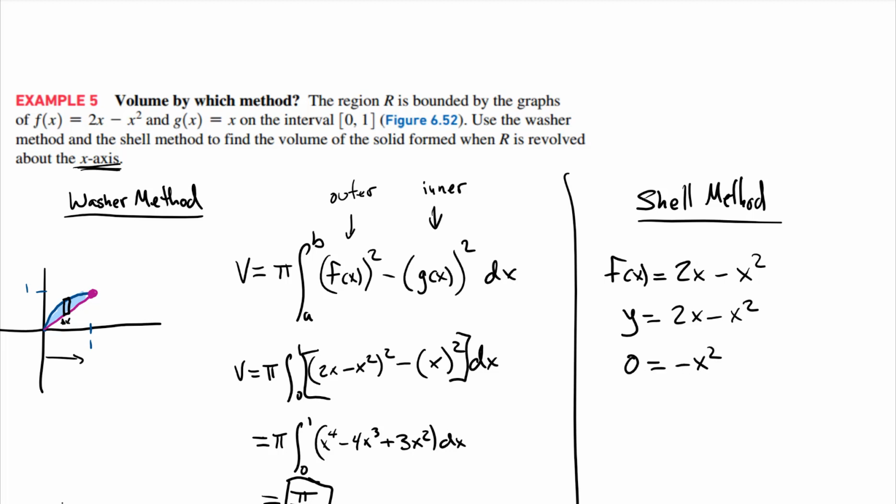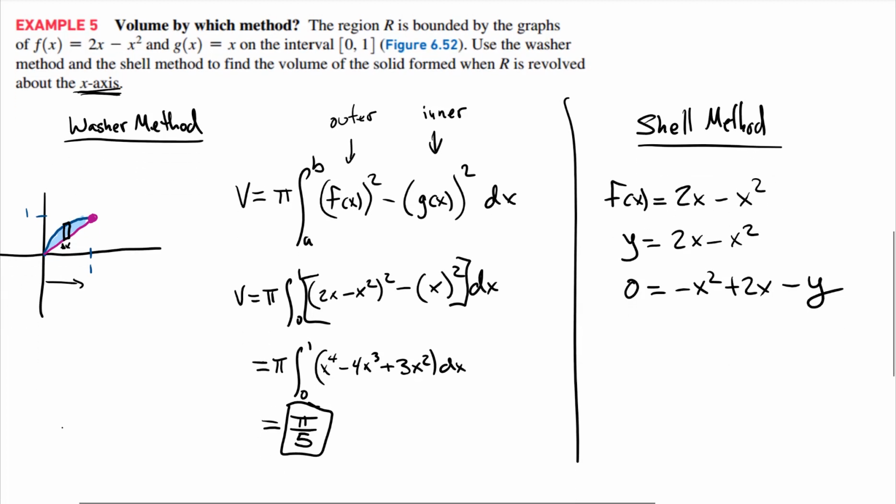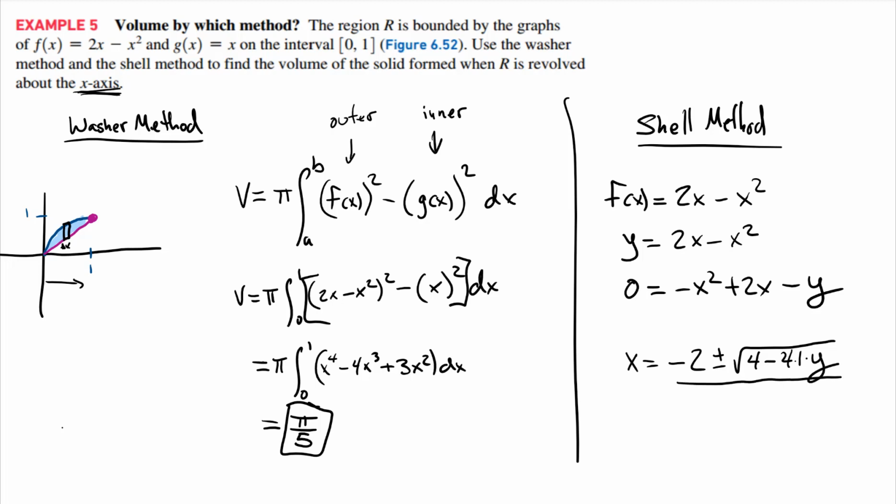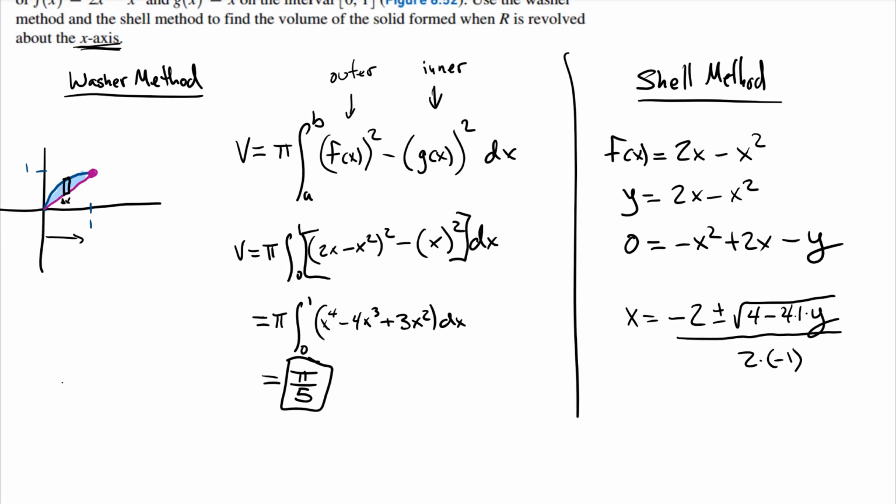Let's write it as negative x squared plus 2x. And then let's subtract out our y. And now we need to use the quadratic formula to solve for x. X is equal to negative b plus or minus the square root of b squared, that's 4, minus 4 times a times, and our c is y, all over 2a.